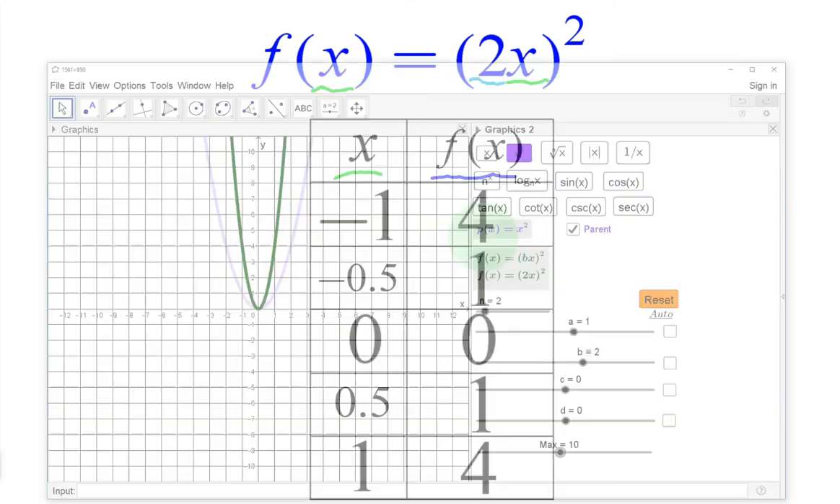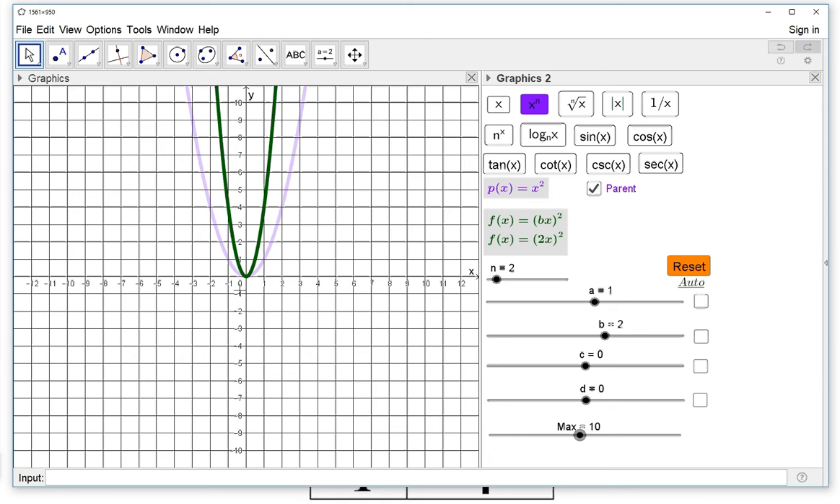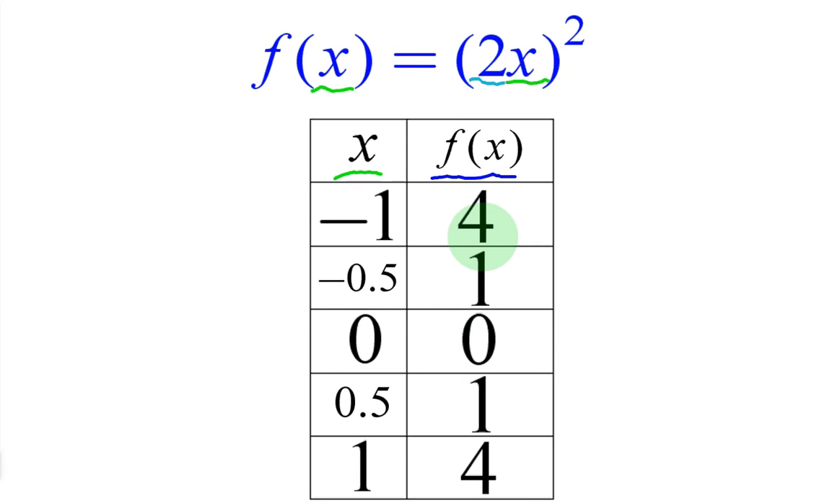We can see that again on our chart here. We're going to have, starting with negative 1, comma 4, and then negative 1/2, comma 1, 0, comma 0, 1/2, comma 1, and 1, comma 4. We've taken the original x values, negative 2, negative 1, 0, 1, 2, and cut them in half to get the same y values.